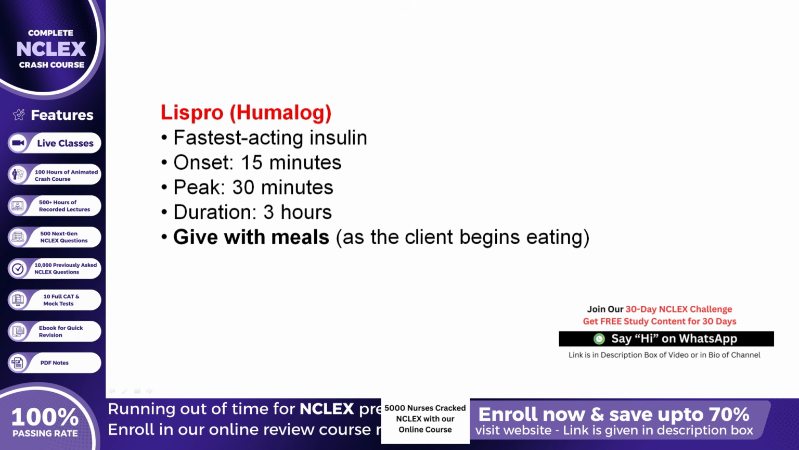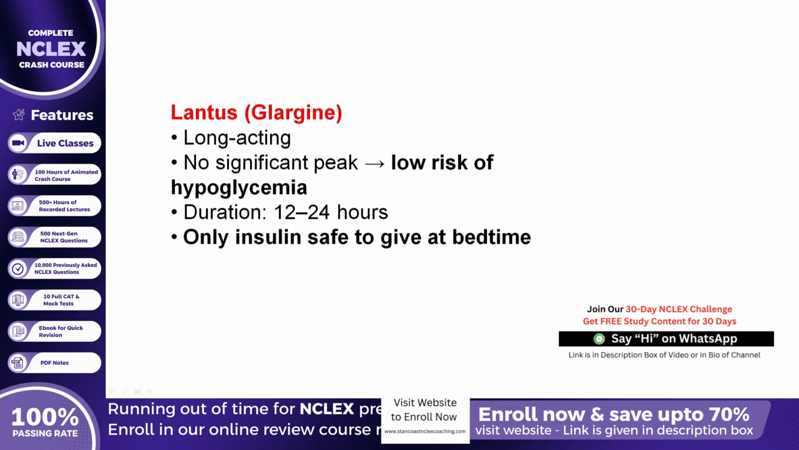Lantus or Glargine is a long-acting insulin. It has no significant peak, which means there is a low risk of hypoglycemia. Its duration ranges from 12 to 24 hours. And it is the only insulin that is safe to give at bedtime.